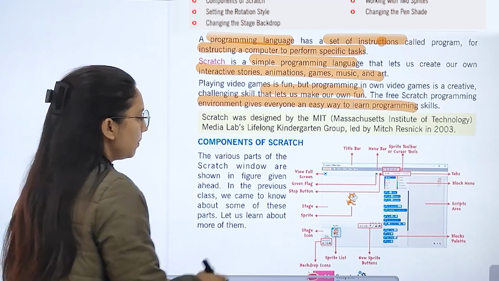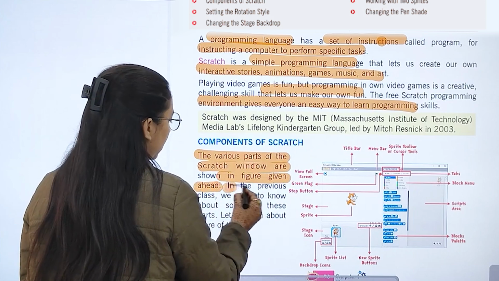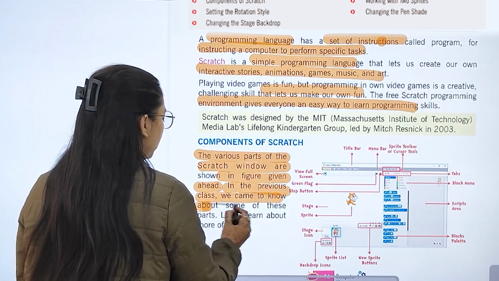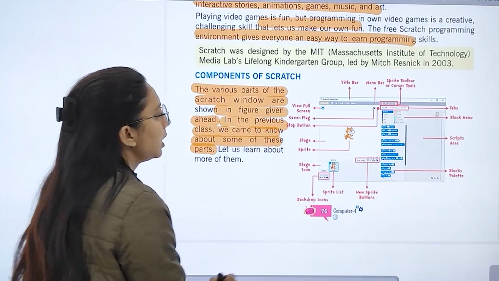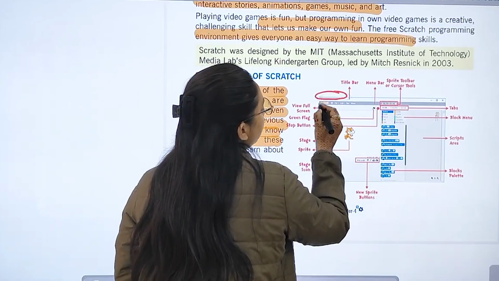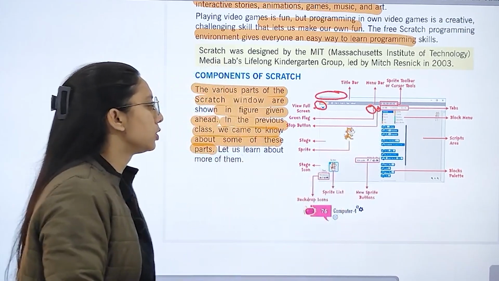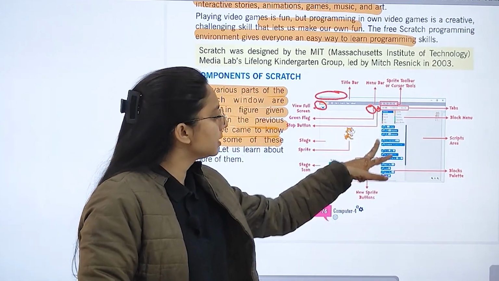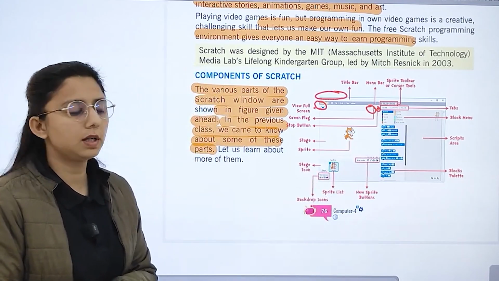Let's study about the components. The various parts of the Scratch window are shown in the figure given ahead. In the previous class, we came to know about some of those parts. What are these? Let me show you over here. This is your title bar. This is view full screen. This is the green flag. This is your stop button. This is a sprite. And this is a stage. This is the sprite area. This is the block menu. Then we have different tabs.